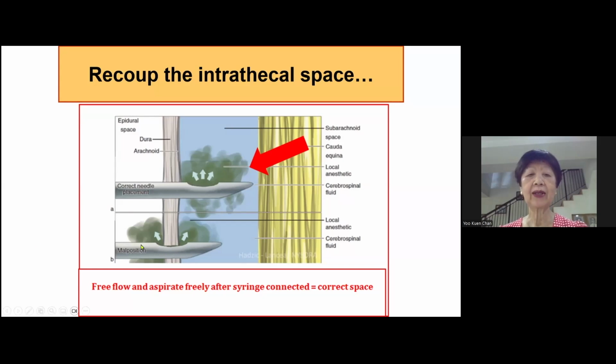And how do you correct? Don't worry, at this juncture, the easiest thing to do is let the needle be there, put the stylet back and push it right inside. And then you try again. That means take the stylet out and then see whether you got free flow. Okay, connect again, this time very mindful of how you move your hands and lock it against the body of the patient, and then aspirate. You can only inject if there is free flow and excellent aspiration, as I said.